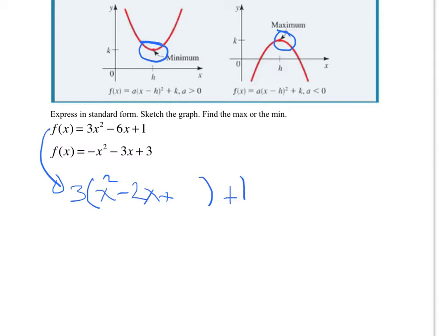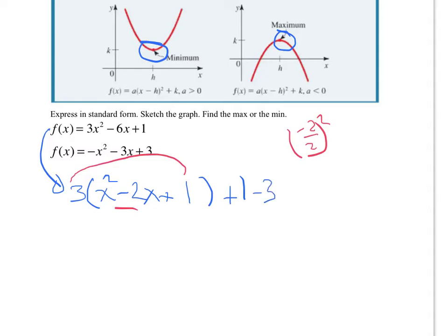Here's where it gets a little tricky. You have to look at this negative 2. Okay, so negative 2 in half squared. That's negative 1 squared, so that's 1. So 1 is the number that we're going to add inside these parentheses. But when we're adding 1 inside those parentheses, we're actually adding 3, because the 1 is inside the parentheses, so it actually is adding 3. And so to compensate for that, we have to subtract 3.